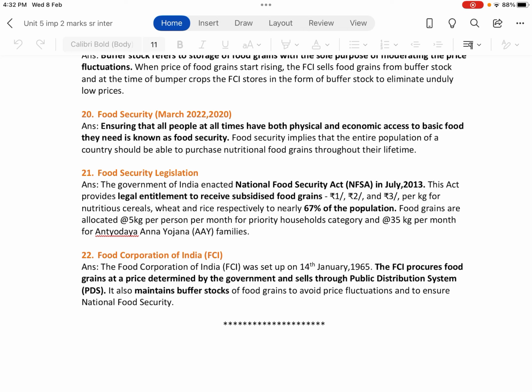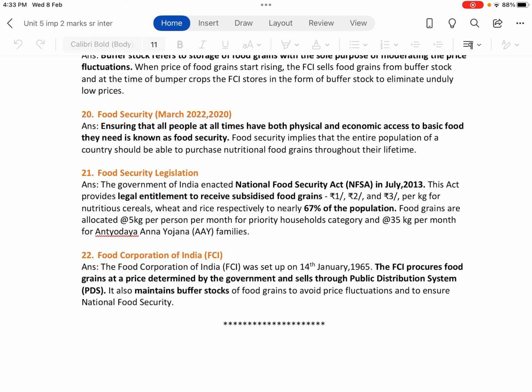The Government of India enacted the National Food Security Act, NFSA, in July 2013. This act provides legal entitlement to receive subsidized food grain. That is, the poorer sections of the people can get food grain at lesser prices. So in order to have that, they should be able to purchase that. The government has passed an act. So once the act is passed, then all the categorized people have the legal entitlement to purchase food grains at lesser prices.